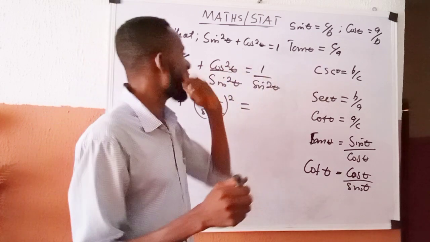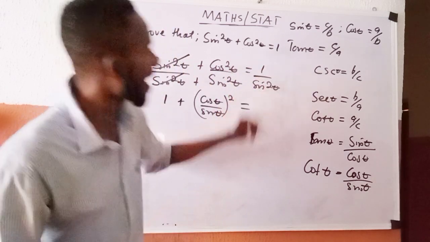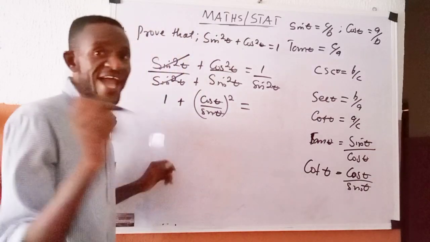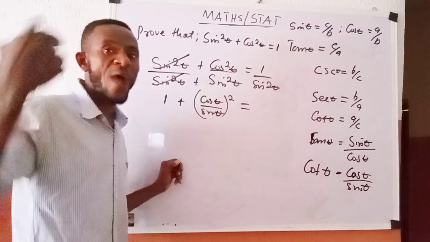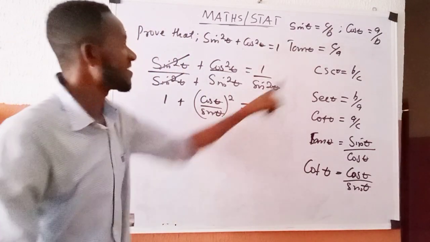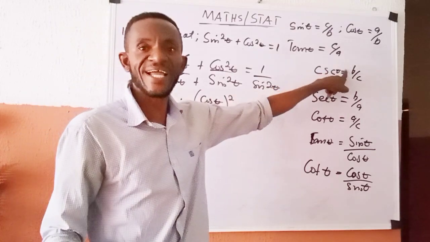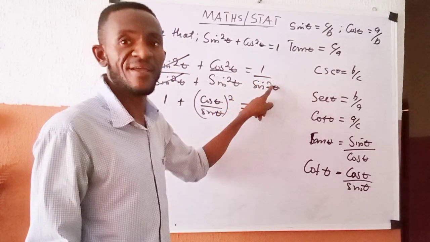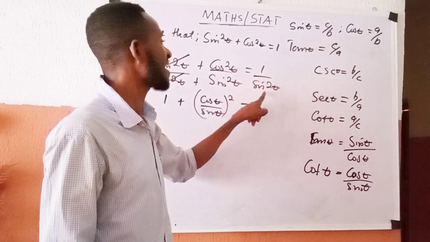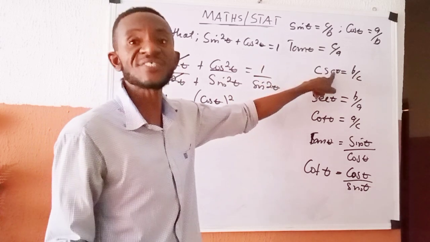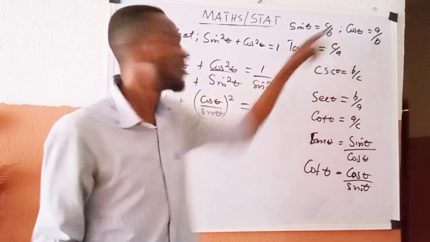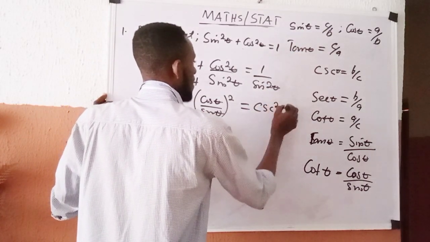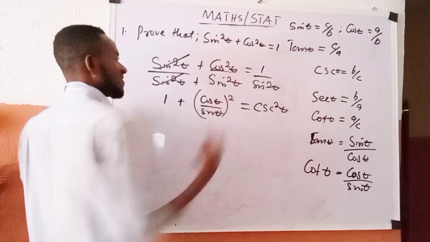Remember that we have that 1 over sine theta. We earlier told ourselves that 1 over sine theta is cosec theta. But what I have here is 1 over sine theta squared. So 1 over sine squared theta is going to be cosec squared theta. So what I have here becomes cosec squared theta in place of this.